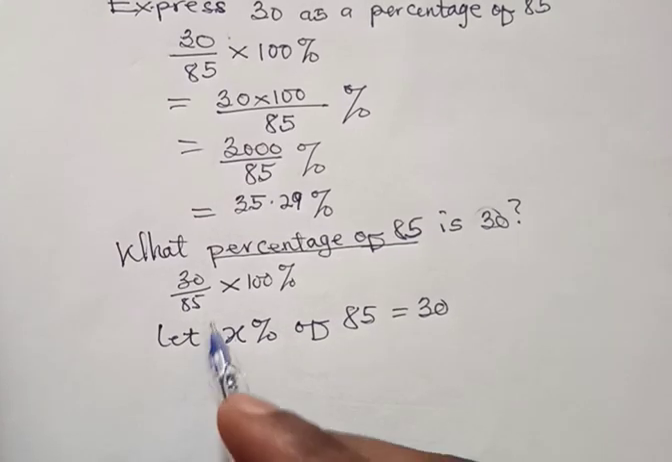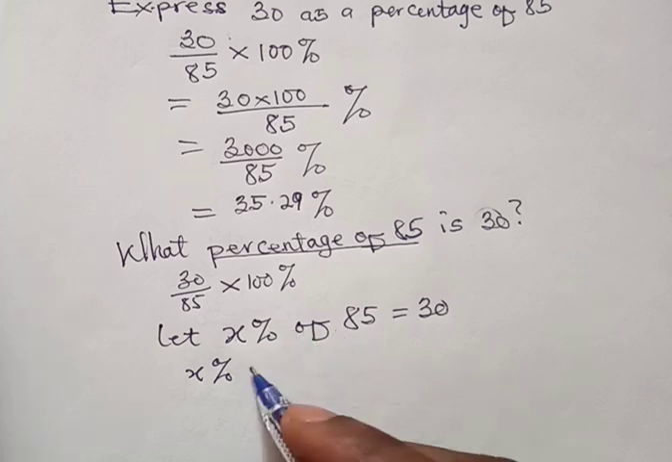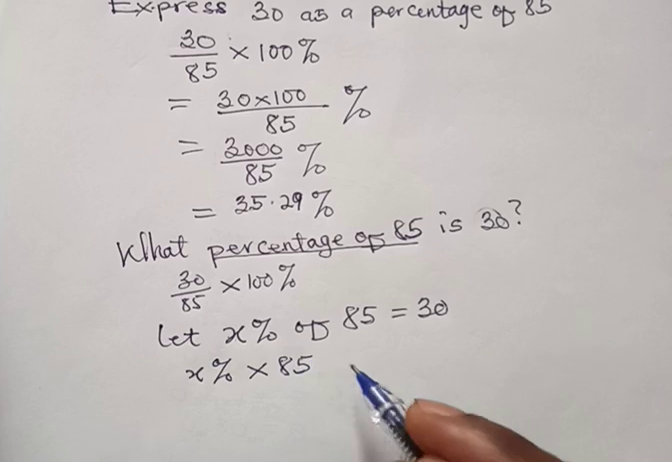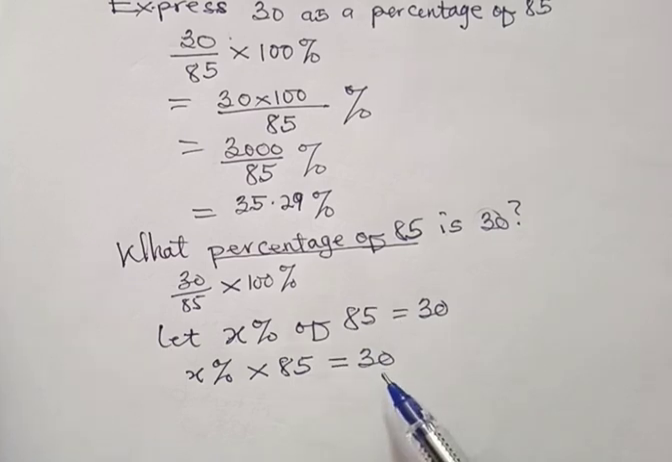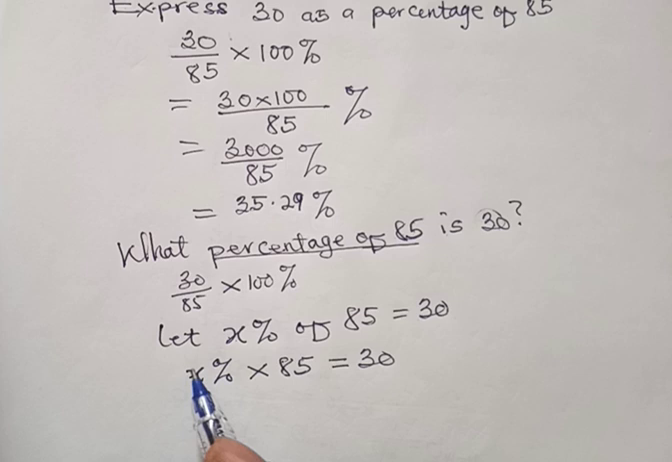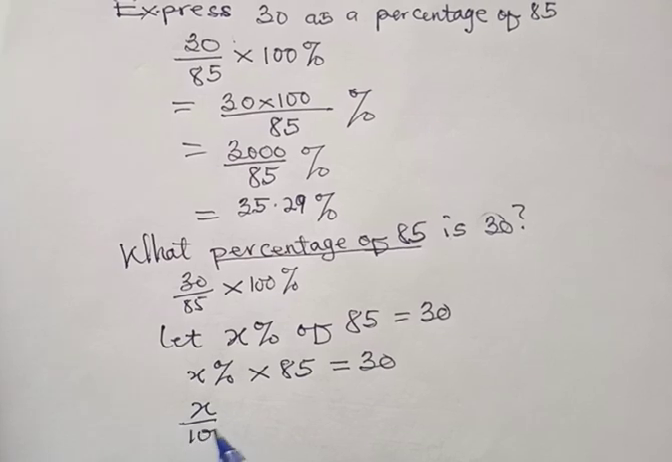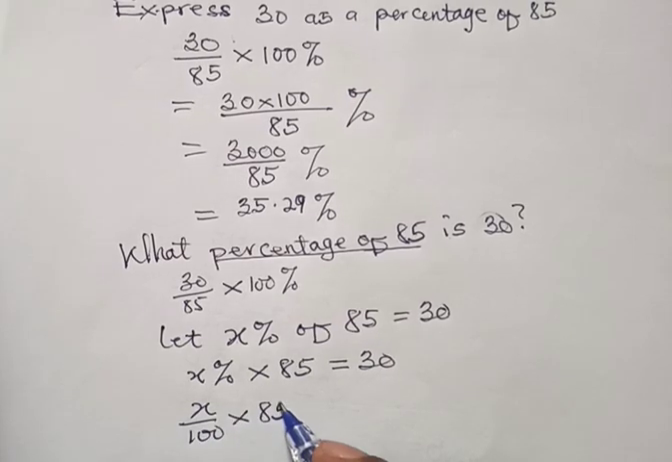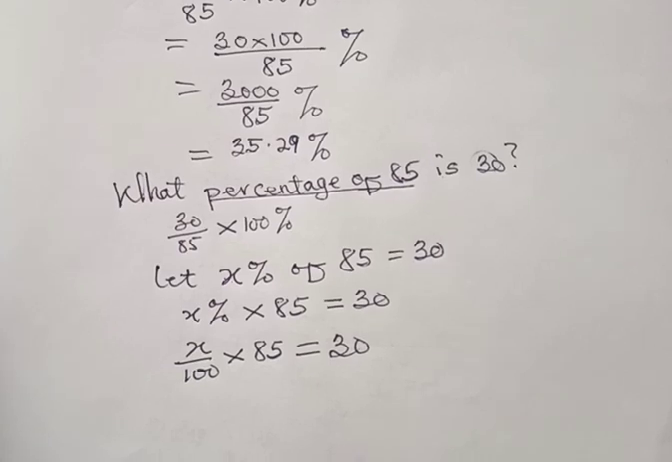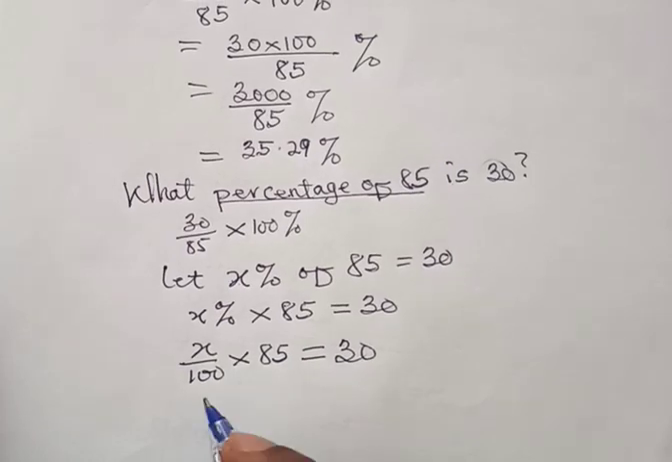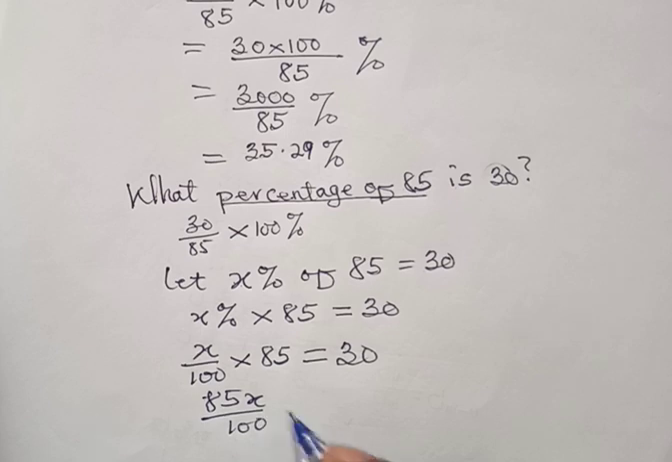So mathematically, we can write this as x percent, then the of, you know what it means, times 85, which is equal to 30. Remember, is 30, that's why we are using the equal sign. And remember, whenever you are given a percentage, you can express it as a fraction. So I will get x divided by 100 times 85, which is equal to 30. Great. You see that this is very, very basic. So this time I'm going to get 85x, because I'm multiplying this, all divided by 100 is equal to 30.